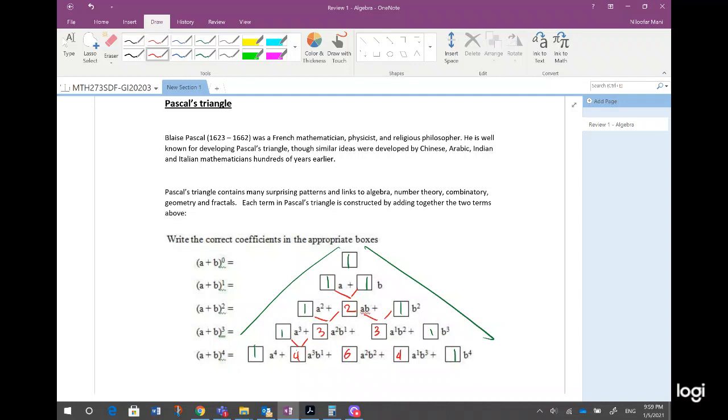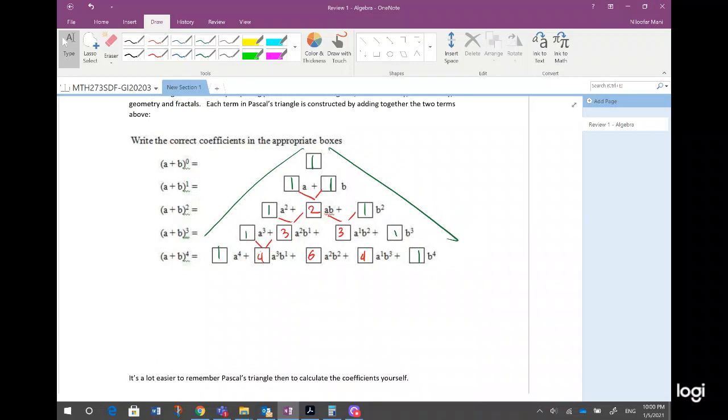And in the middle, I have to add the two top ones. So 2 is 1 plus 1. 3 is 1 plus 2. 3 is 1 plus 2. 6 is 3 plus 3. And this. Okay, so how do I use these numbers? These numbers are coefficients. Where? When I want to write a plus b to a power, maybe power 0, maybe power 1, maybe power 2, maybe power 3, maybe power 4.